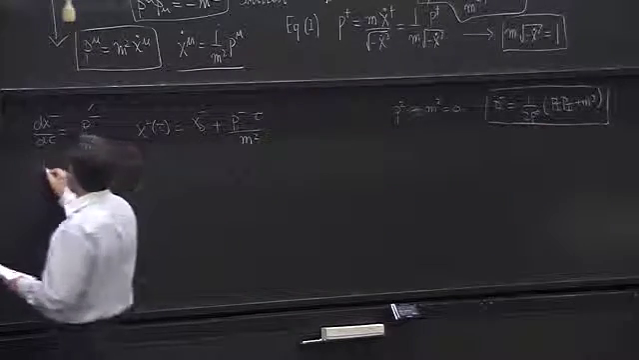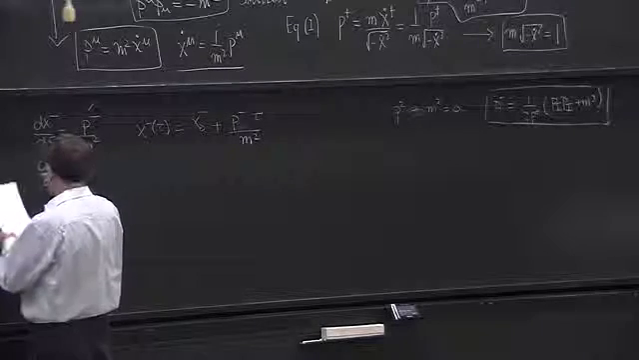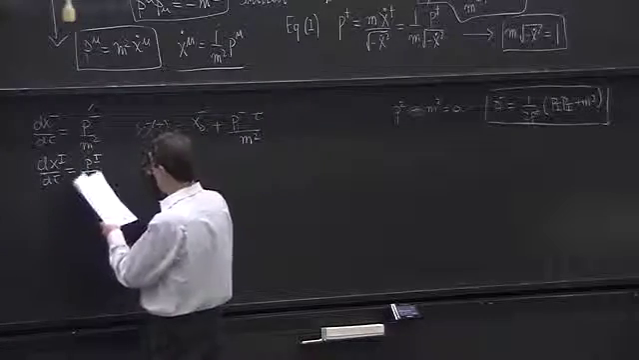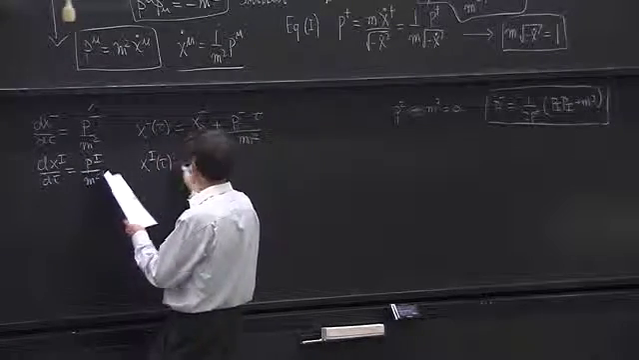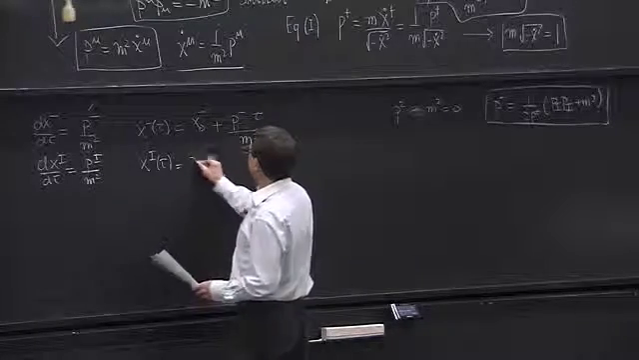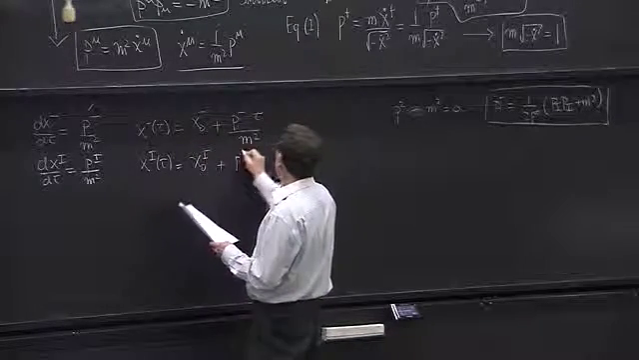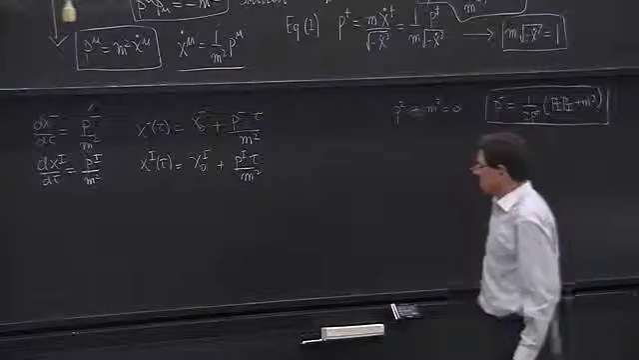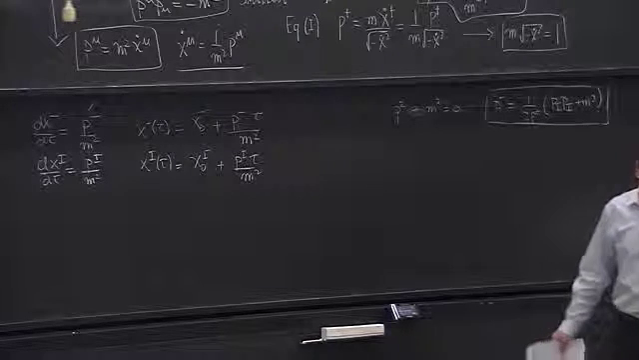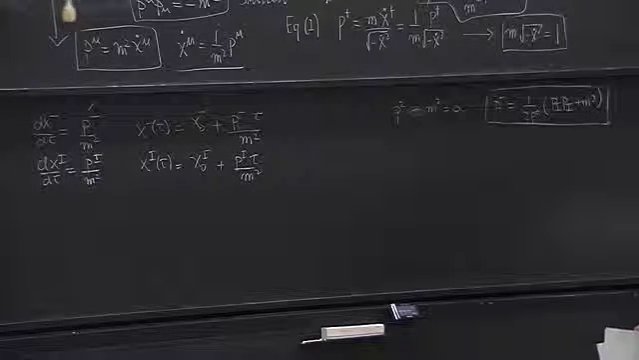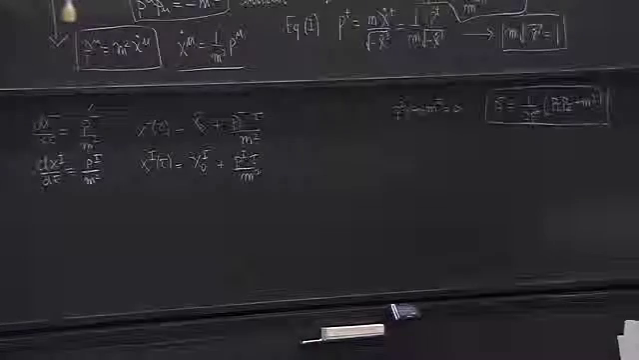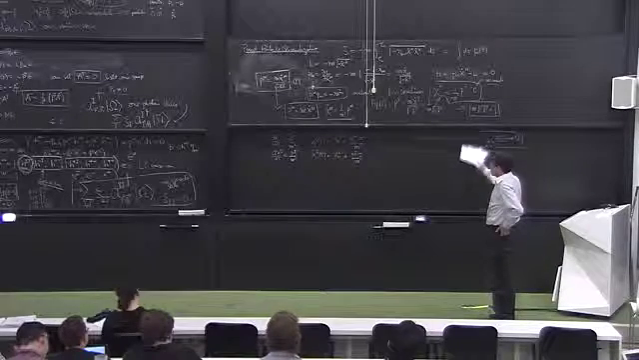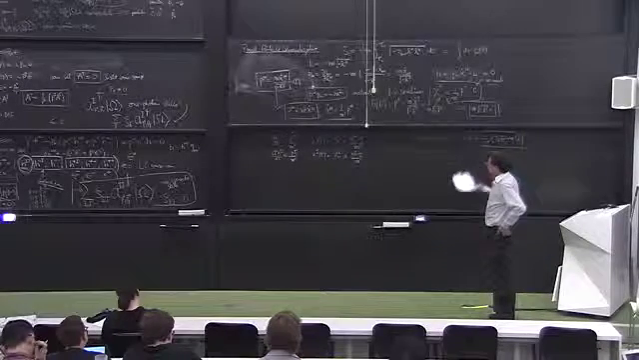For xi, you would have dxi d tau equal pi over m squared. So xi of tau would be x0i plus pi tau over m squared. And that's it. You've solved everything. This system has been totally characterized. The equations of motion have been solved, and we use the light cone.